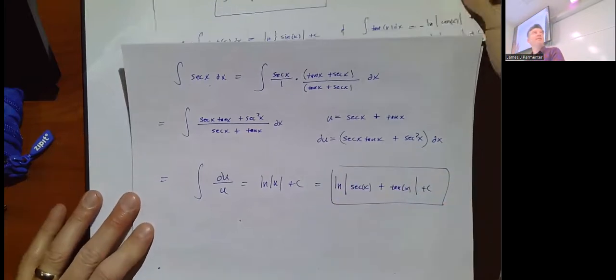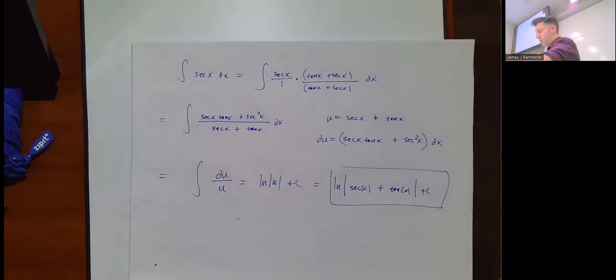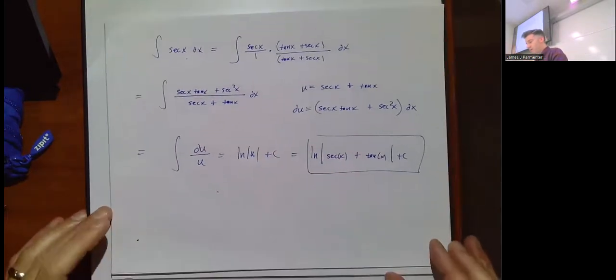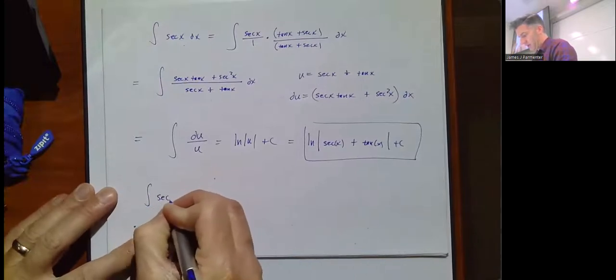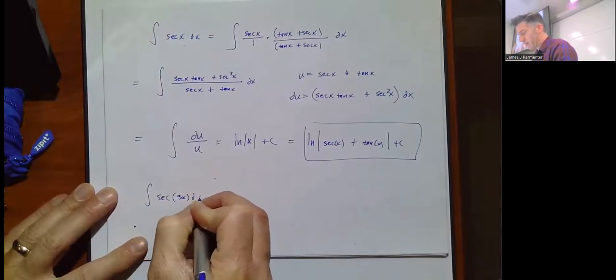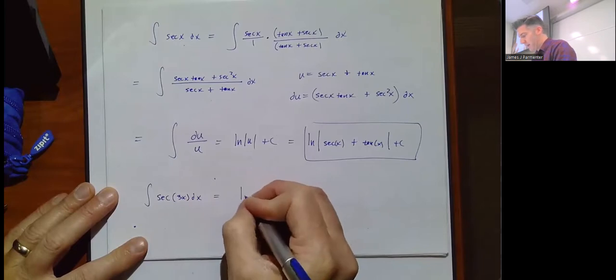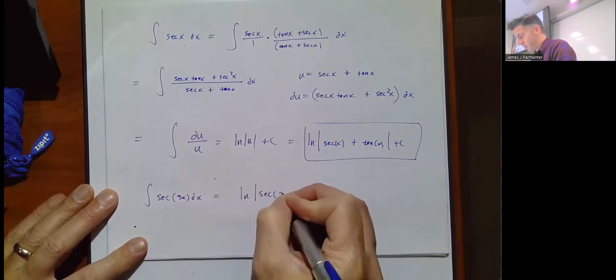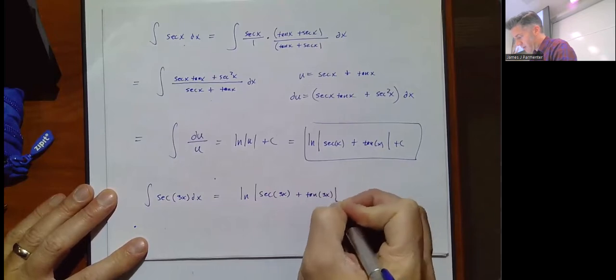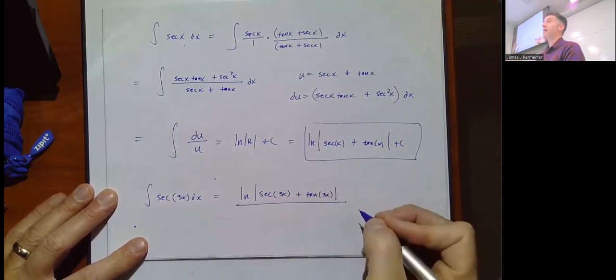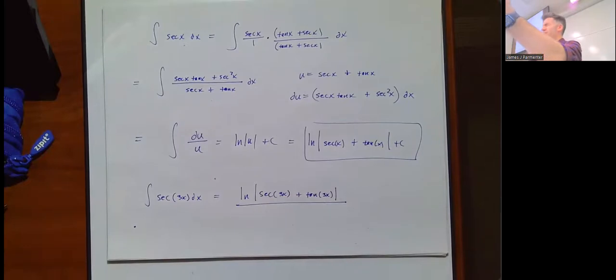So it's kind of neat. You can find the integral of secant of x that way. And just as a kind of add-on, if I was going to find the integral of, say, secant of 3x, it would be exactly the natural log of the absolute value of secant of 3x plus tangent of 3x divided by everybody.